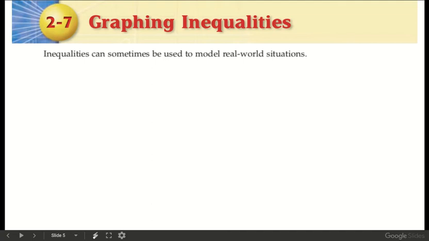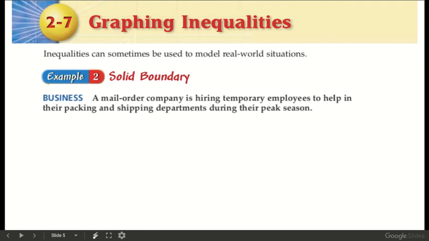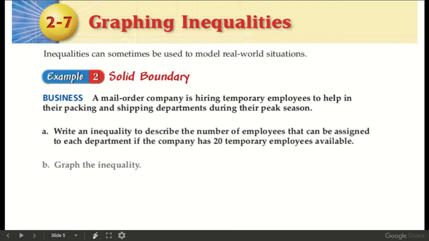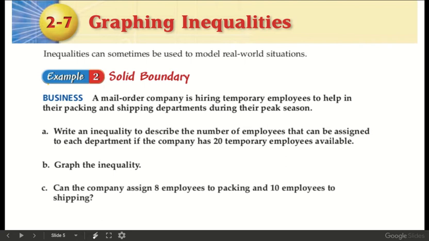So inequalities can also sometimes be used to model real world situations. Here we're going to talk about a business situation. It says a mail order company is hiring temporary employees to help in their packing and shipping departments during their peak season. So these are the different parts of the problem. First, we have to write an inequality to describe the number of employees that can be assigned to each department if the company has 20 temporary employees available.